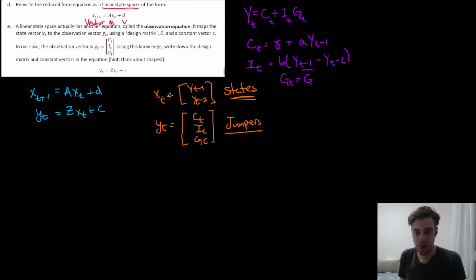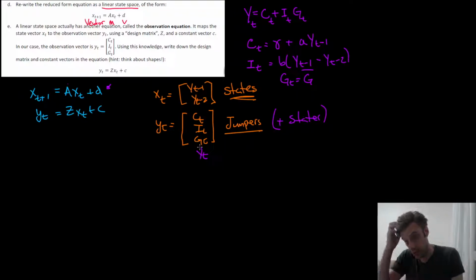In principle, you could even include yt in this y equation. This can be jumpers, and then we can put in parentheses, maybe plus states. That's up to you, because you can also compute the states from the states, right? The transition equation does exactly that. We could also put yt here, and then we would just have to repeat the first row of the A matrix inside of the Z matrix. Definitely the jumpers go in here, but also maybe the yt.